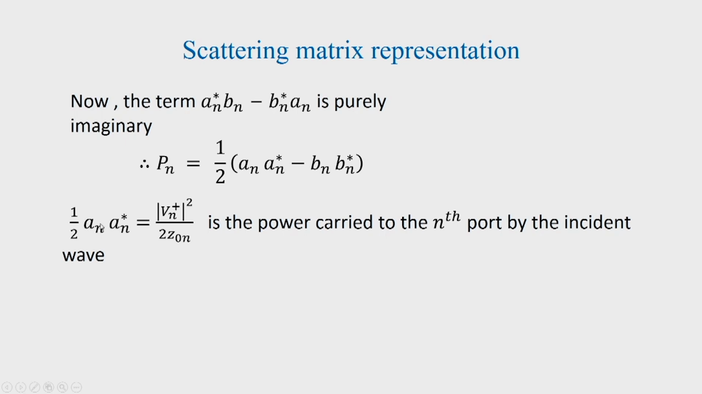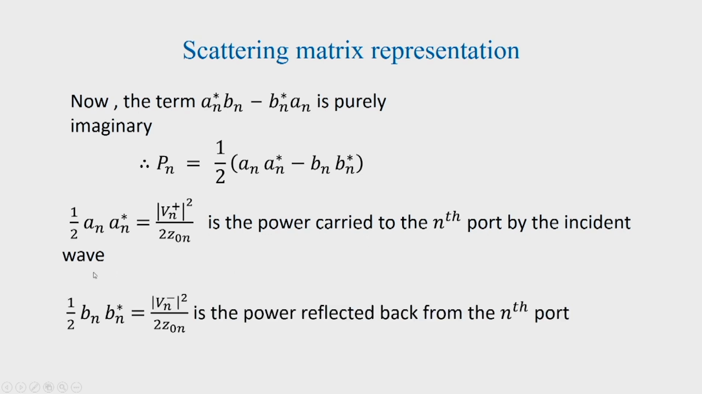Now, this term half A n A n conjugate, which can be written as mod V n plus square divided by 2 Z 0 n, is the power carried to the nth port by the incident wave. Similarly, half B n B n conjugate is V n minus magnitude square divided by 2 Z 0 n, which is the power reflected back from the nth port.